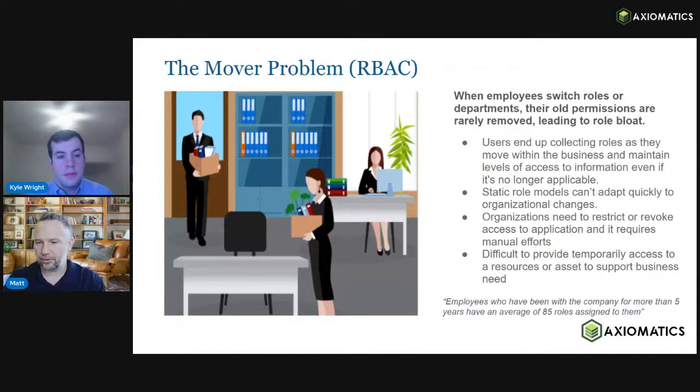One of my favorite quotes from a customer who prefers not to be named is, employees who had been with the company for more than 5 years had an average of 85 roles assigned to them. Now that would have been obviously with the old role-based access control model versus with Axiomatic, but it just shows how much access a user would have the longer that they stay with the company. So how do we go about fixing that problem?